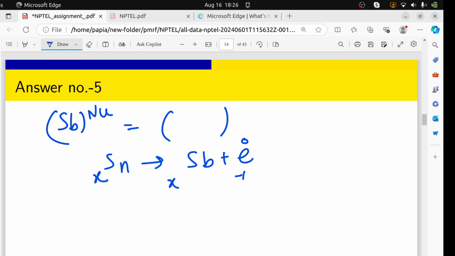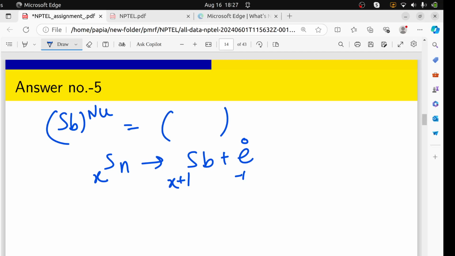I mean the Z value of Sb. If the Z value of Sn is X and the daughter particle is an electron, minus 1, 0, to conserve the Z value, what will be the value of Sb here? I mean, what will be the Z value for Sb? Ma'am, x plus 1. X plus 1, because x plus 1 minus 1 will give us x.